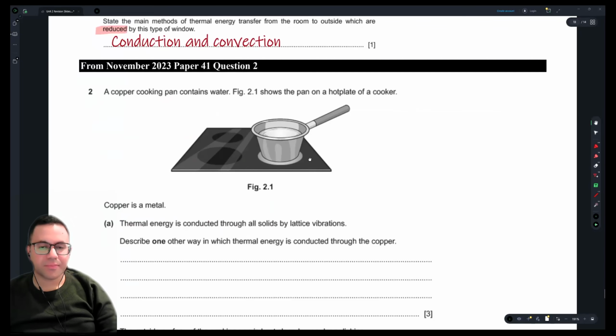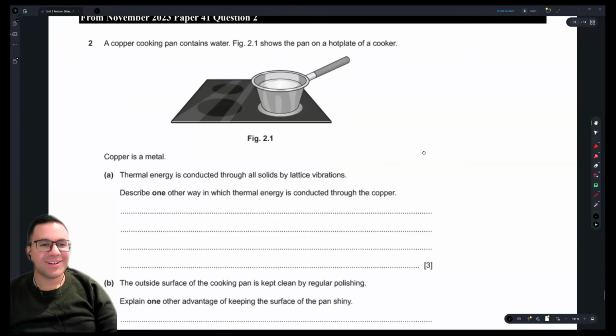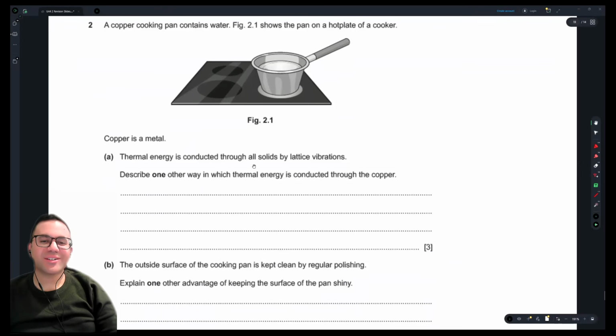Next. Here's a metal pan on a hot plate of a cooker. Copper is a metal. That's such a basic statement. Thermal energy is conducted through all solids by lattice vibrations. That's the same thing as saying atom vibrations or atomic vibrations. Describe one other way in which thermal energy is conducted through copper.